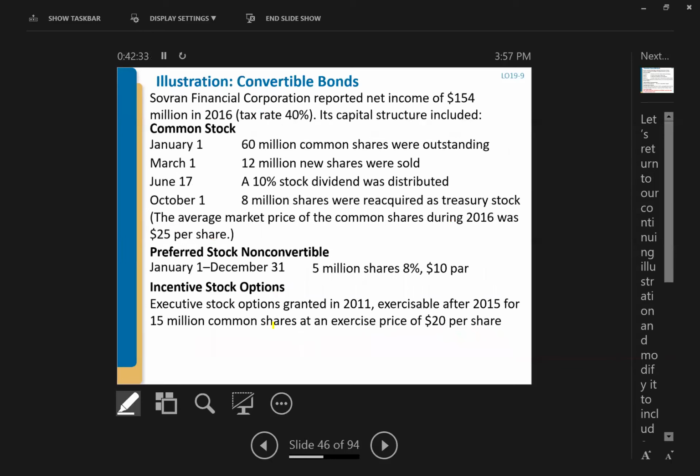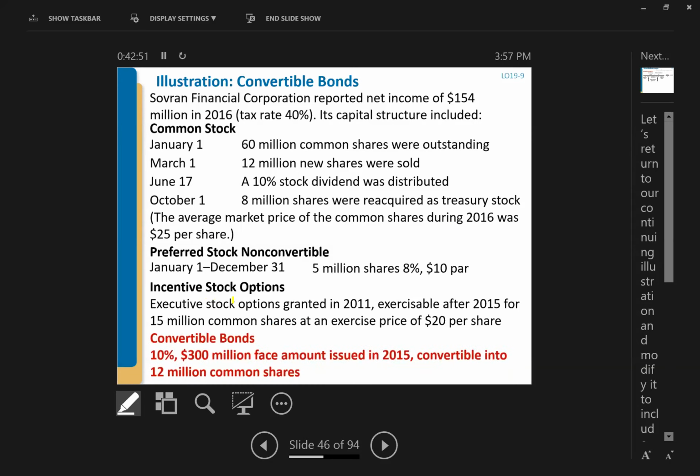So here's the scenario. We have the same number of shares outstanding and the same average price. We still have that incentive stock option, but we're adding one more thing: convertible bonds. We have 10% $1 million or 3 million face amount issued in 2015, convertible into 12 million shares. Hopefully you realize that this is on the denominator, so that's going to increase our denominator.